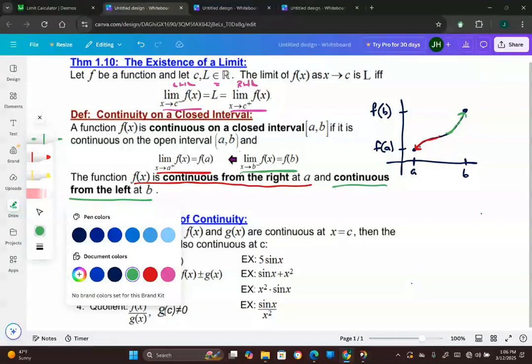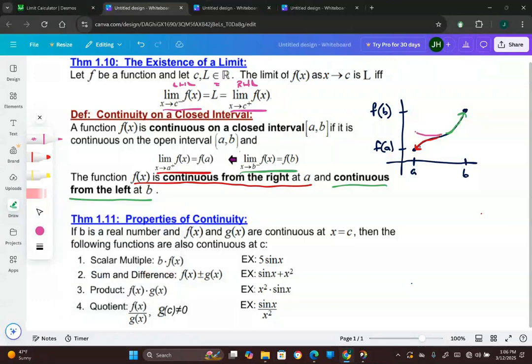For example, on the left-hand side here, if I'm approaching a from the right and it doesn't approach f of a, you can see that's going to end up being a problem, because the point a, f of a is the endpoint. If it goes up here, you've created a discontinuity at an endpoint. All right.